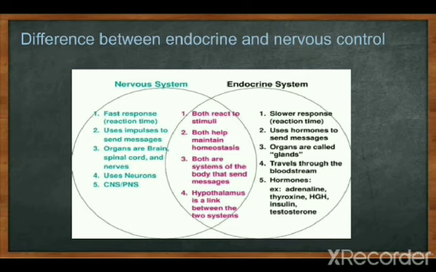There are also some similarities between the endocrine system and the nervous system, because sometimes similarities are also asked. Both react to stimulus, which means response. Both help to maintain homeostasis, which means maintaining the body constant. Both are systems of the body that are responsible for sending messages.